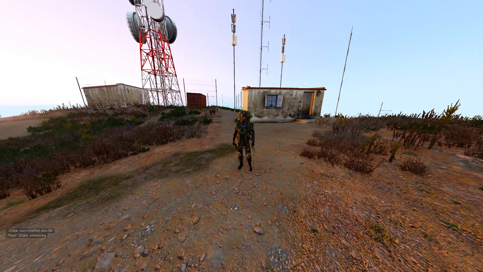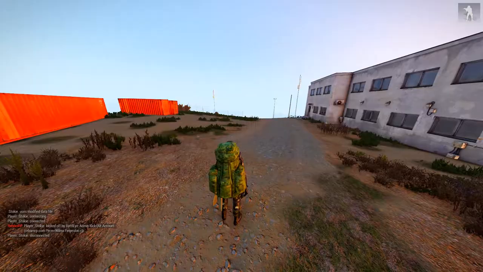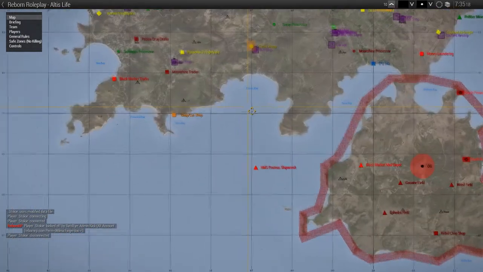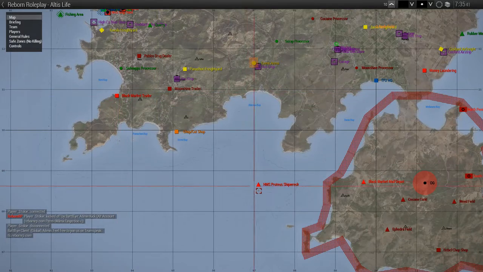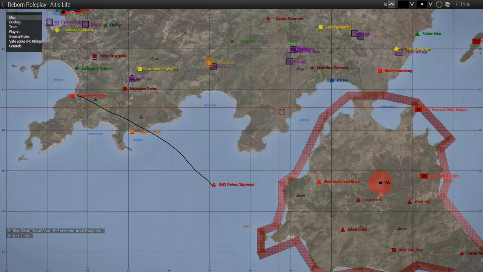And today, we're going to be doing a run that isn't done all too much. We're going to be doing Uranium, where you gather that from the HMS Proteus shipwreck. You'll then sell that at the black market trader. So you come here to the black market trader. I'm going to be showing you how to get there, what equipment you need, and how much you're going to make.